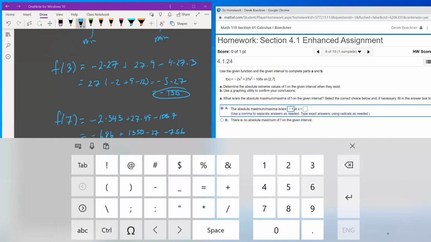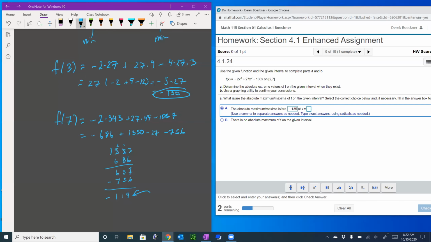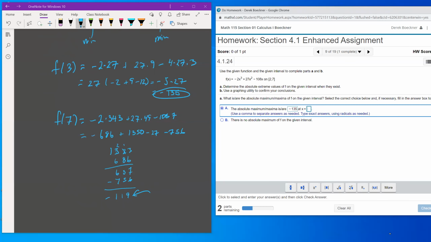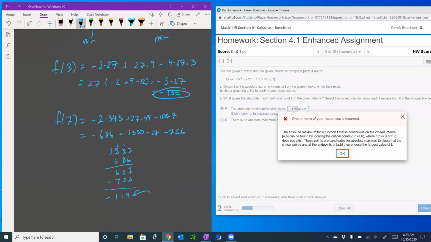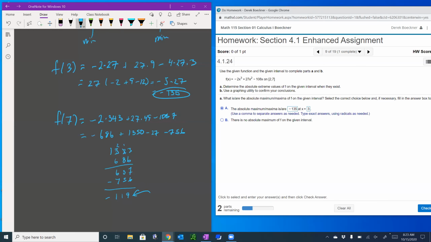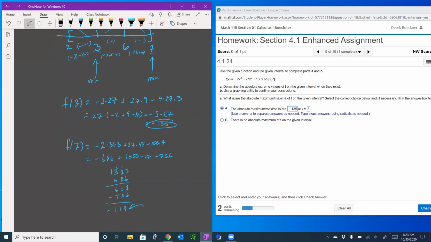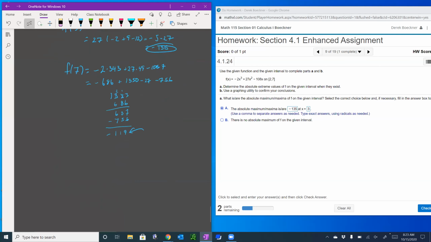Minus 135 at x equals 3. No? Okay. Let's pull out a calculator. It is asking for a maximum. Okay, so we do the same thing, only we do the maximum value. So we're going to look at 2 and 6, and that was a lot of arithmetic for nothing. Maybe it asks us for the minimum later, but probably not.